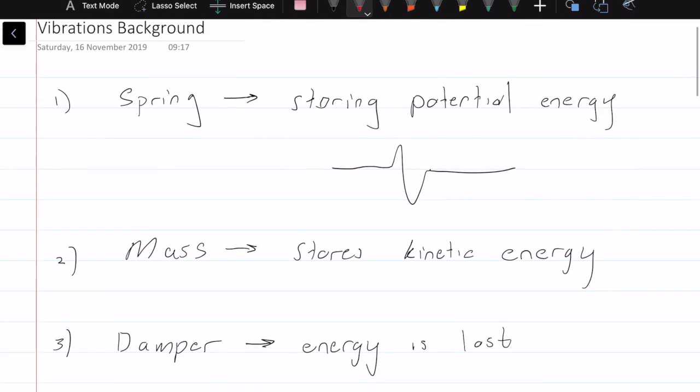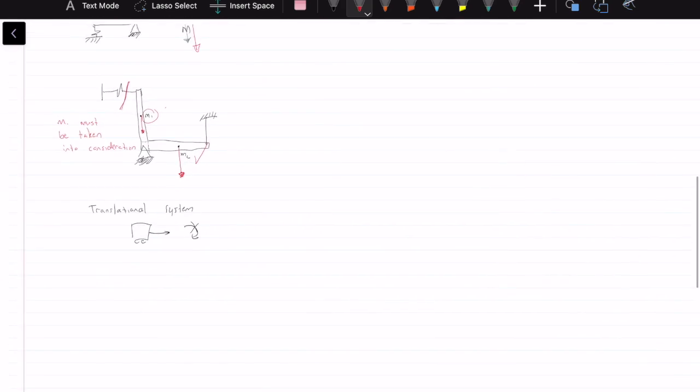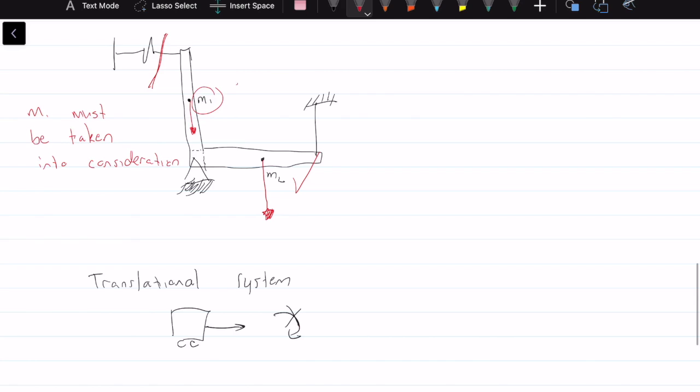Okay, so now let's just run through some of the different types of vibrational systems that exist. So translation. So we have translational systems. Okay, so what is translation? Let's say we have a cart, it's going that way, and there is no rotation. We can say that there is no rotation. All it's doing is translating in one direction. So it's moving in, let's say, the x direction.